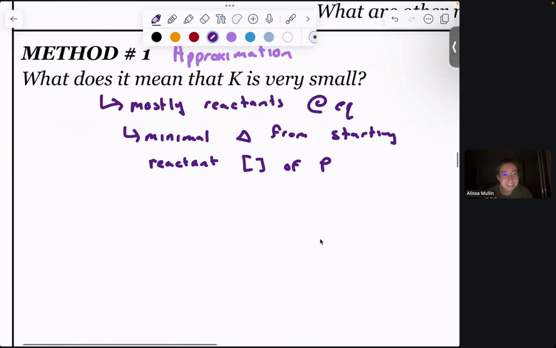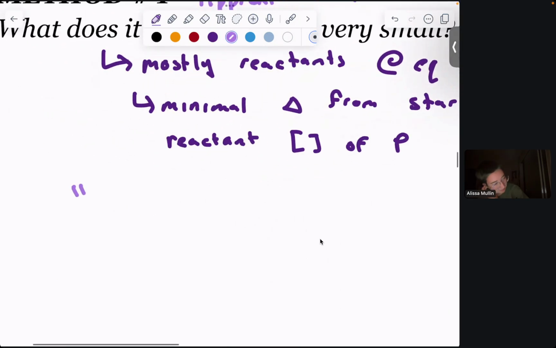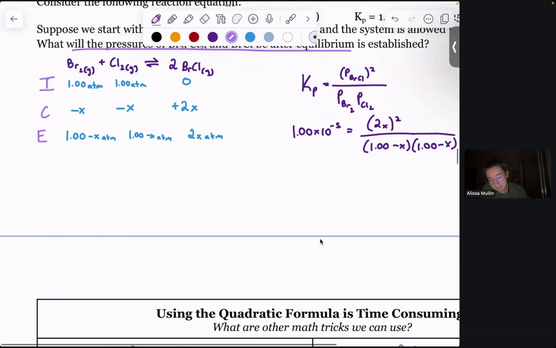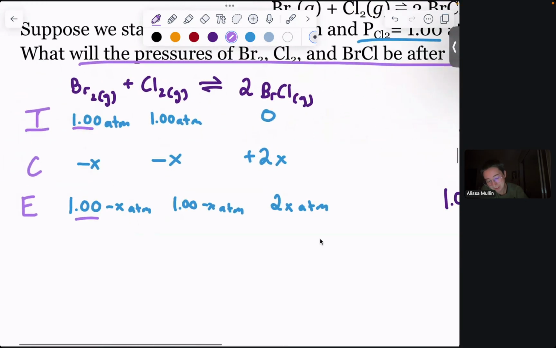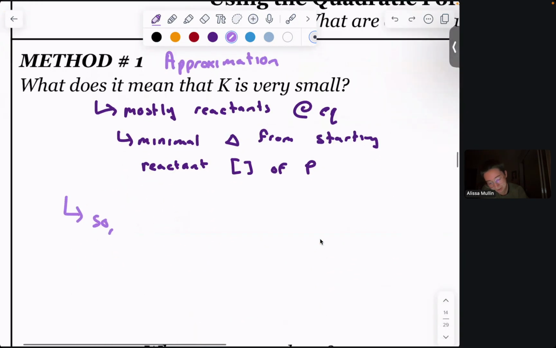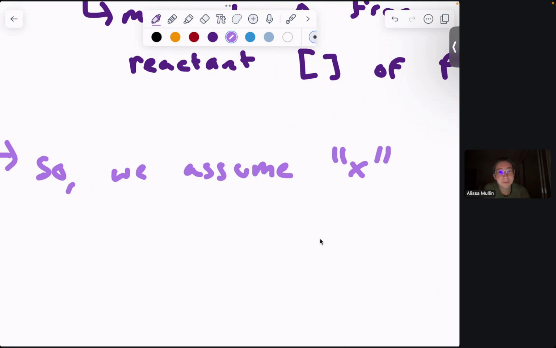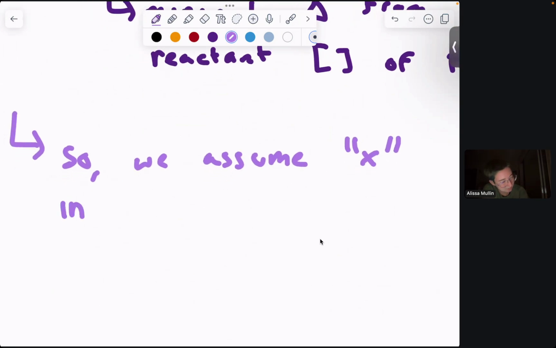So what does that mean we get to do? We're gonna say, when we're looking at an expression like this, where you took your initial thing and then there was a change to it, we're gonna assume that that x is so small compared to 1, or whatever your starting is, we're going to assume it's so small it's insignificant, it's negligible.